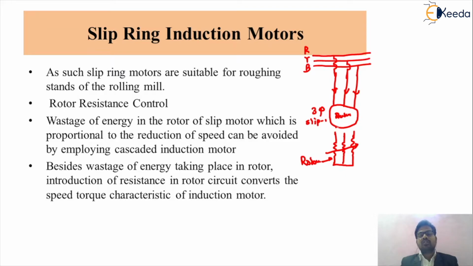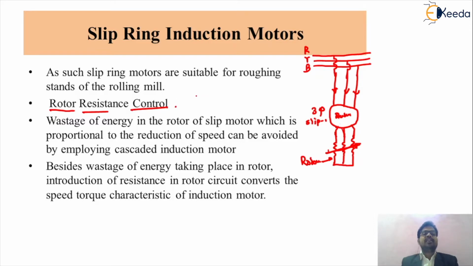In the rotor circuit of your slip ring induction motor, we are connecting different types of resistance. So this is the rotor resistance control of your slip ring induction motor. By changing this rotor resistance value, we can change the speed of the slip ring induction motor. So this is one of the useful methods of controlling the slip ring induction motor. This method is called rotor resistance control.